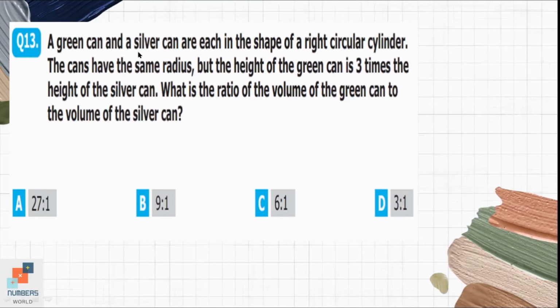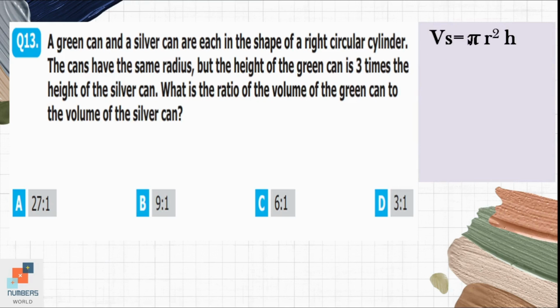Question number 13. A green can and a silver can are each in the shape of a right circular cylinder. The cans have the same radius but the height of the green can is 3 times the height of the silver can. What is the ratio of the volume of the green can to the volume of the silver can? The volume of the silver can be written as pi r square h, and the volume of the green can is equal to pi r square 3h because its height is 3 times the height of the silver can.